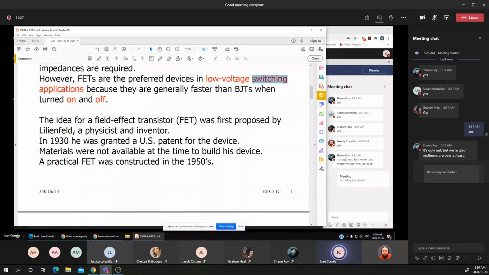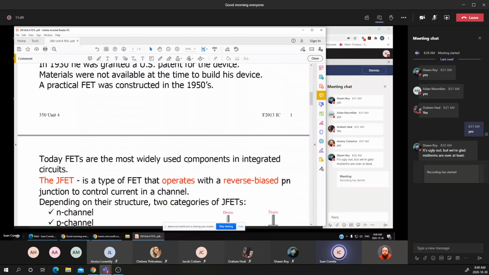Lilienfeld, an Austro-Hungarian physicist and inventor at that time, invented it, and it was actually practically built and made available on the market around 1950 by Bell Labs.